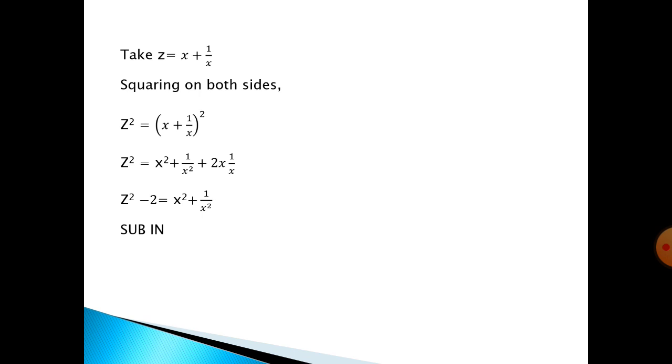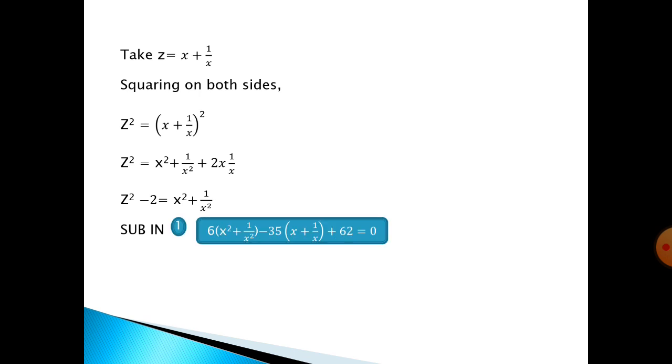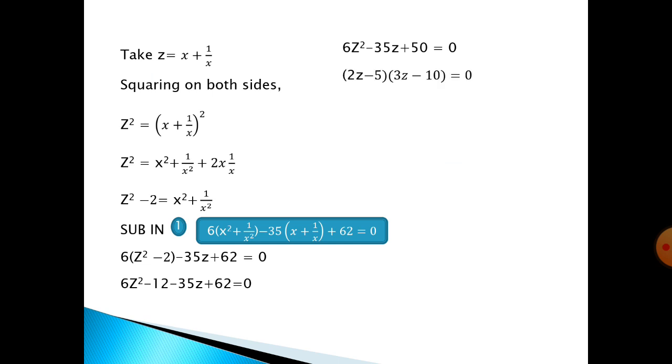Now let us take z = x + 1/x. On squaring both sides, we get z^2 - 2 = x^2 + 1/x^2. Substitute these values in the first equation. We get 6(z^2 - 2) - 35z + 62 = 0. By solving this, we write 6z^2 - 35z + 50 = 0. After factorizing it, we get (2z - 5)(3z - 10) = 0. By solving, we get z values as 5/2 and 10/3.